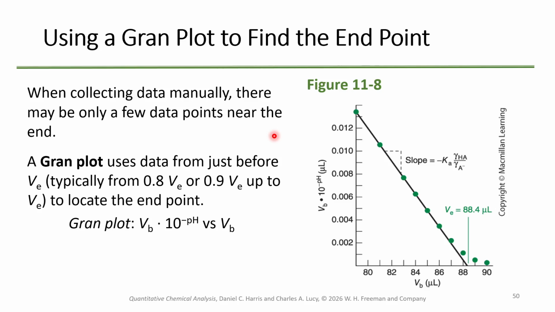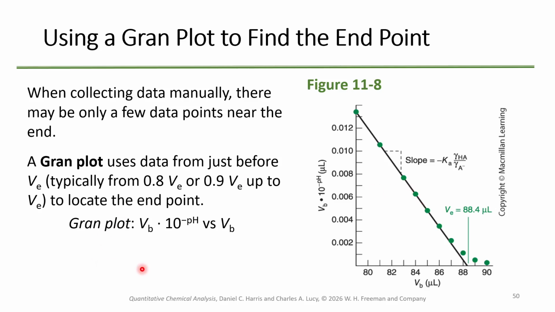Okay. Again, this is the Gran plot right here that we did. So when collecting data manually, there may only be a few points near the end. You can use a Gran plot instead to use the data from just before the VE, instead of the VE, which oftentimes you miss because you didn't have a perfect indicator or you messed up, right? I'm sure that you all can relate. Because actually it's kind of a pain to get the VE, right? Yeah. It can be difficult. Okay. I don't blame you. I've missed the VE before.